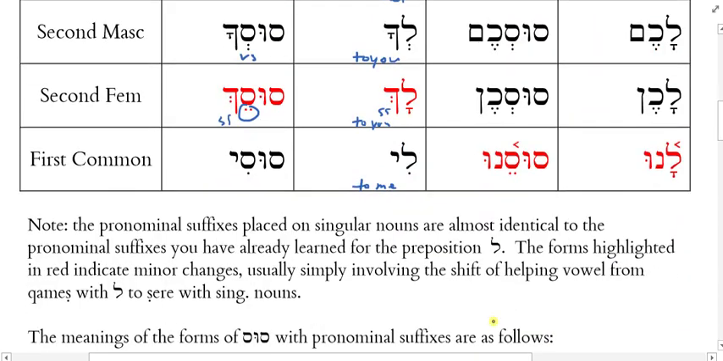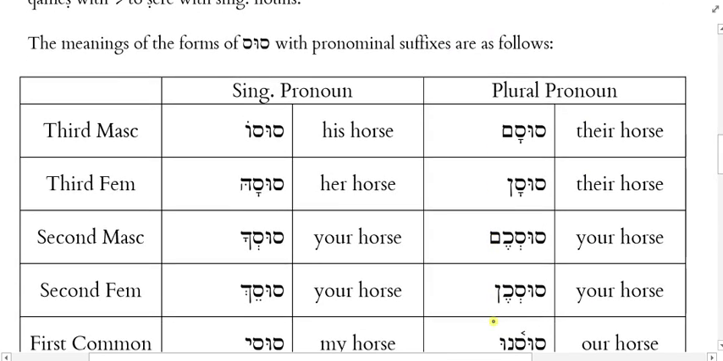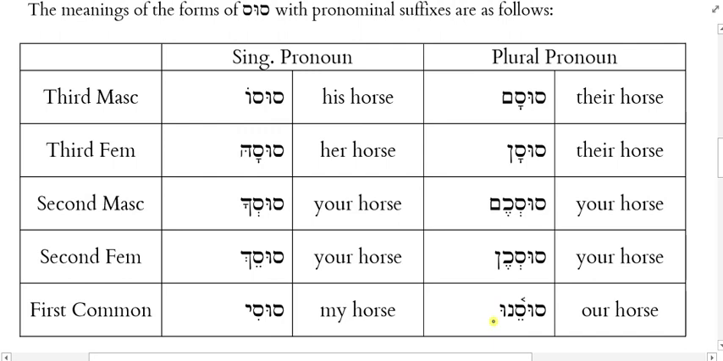Okay, so down here at the bottom of the chart, or the bottom of the first page, I give you the translation values of these pronominal suffixes attached to singular nouns. And remember, the pronouns we're using are set number 1. These are the pronouns that attach to singular nouns.